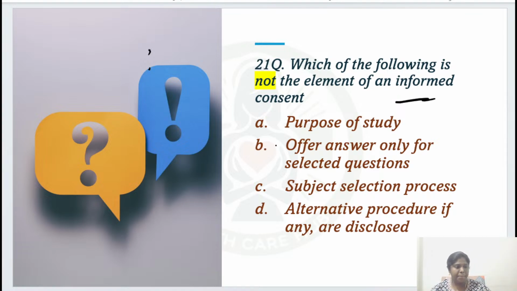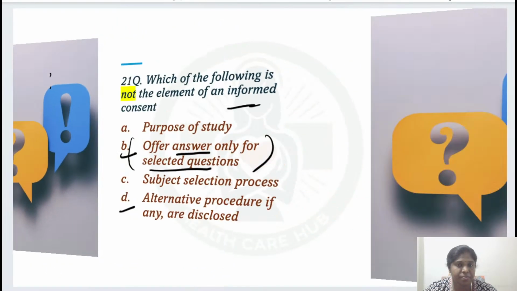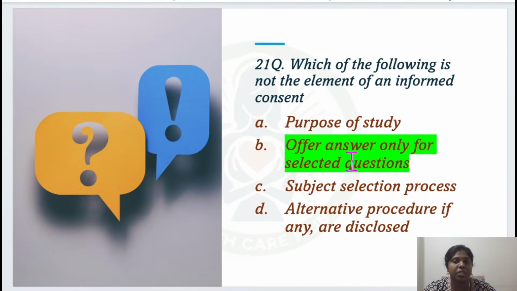21B, so you are saying it's B and D. So the answer here is, offer answer only for the selected questions. No, we have to answer all the questions. If they are having any doubt, we are going to offer answers. This particular B option is not relevant here. No, this one is not applicable.